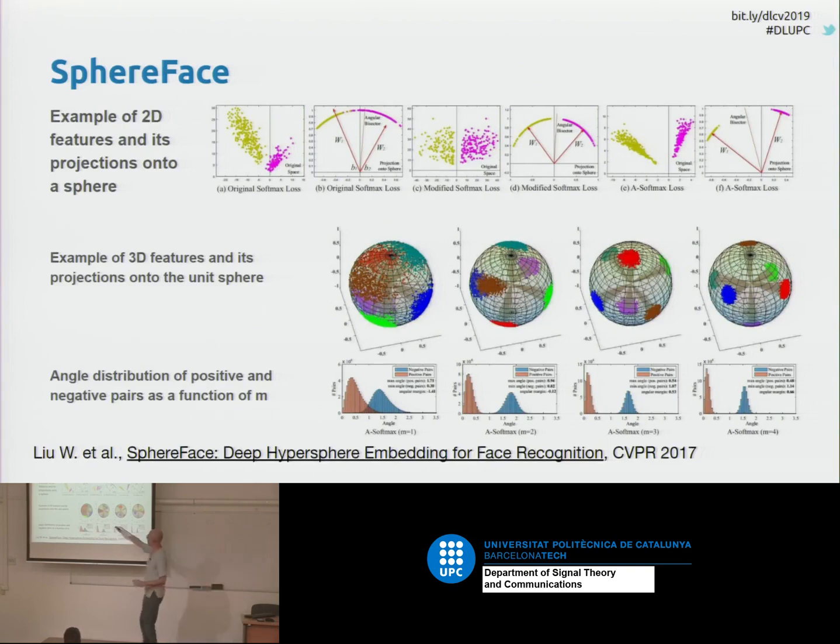And if you project the features onto a sphere, the angular separation is larger with this modified softmax function. So you can put a hyperplane separating based just on the angle.